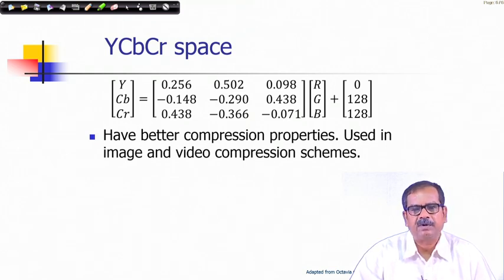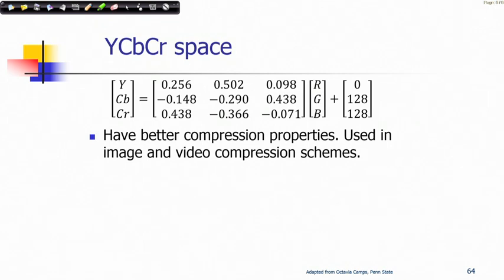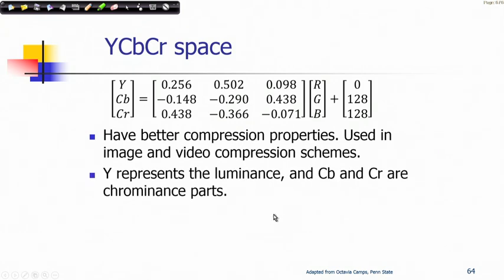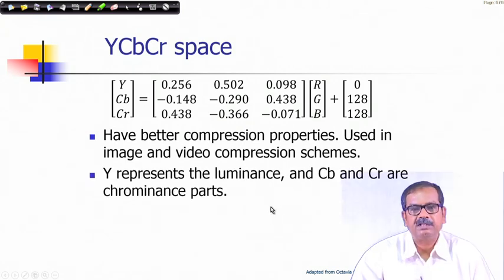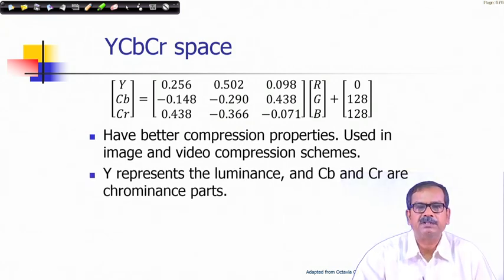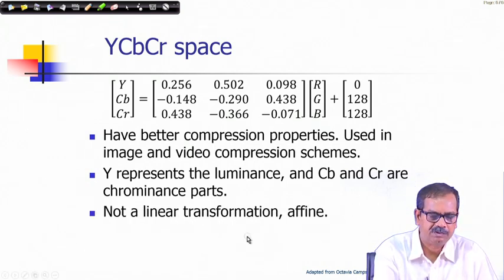There is a linear part of it, and then there is a translatory part of it, which makes this transformation an affine transformation. And just to note that it also has better compression properties, because of that it is used in different compression schemes. Here Y represents the luminance, and Cb and Cr represent the chrominance parts. Cb is called complementary blue, and Cr is called complementary red. That is the full term.